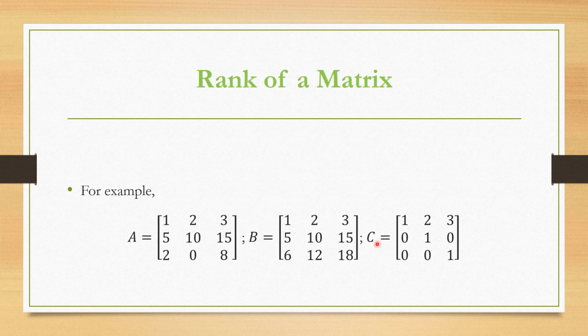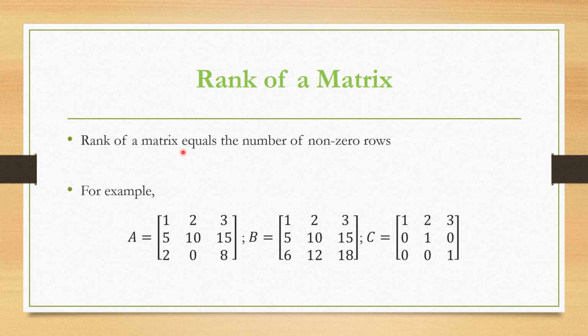In the example C, the first row is independent of the second and third, the second row is independent of the first and third, and the third row is independent of the first and second. So, the rank of C is 3.